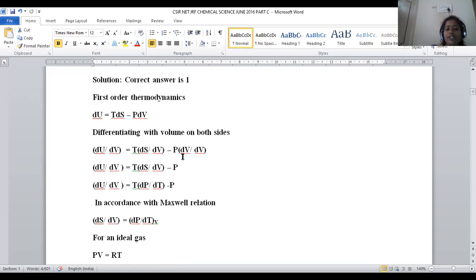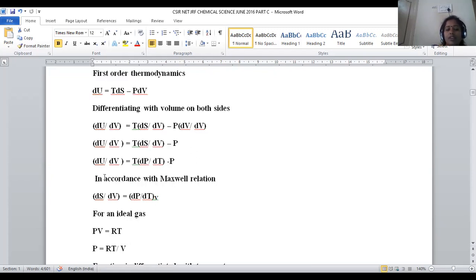So what we are doing, we are differentiating this equation with respect to volume. Both the sides can be differentiated by volume. Then dU by dV is equal to TdS by dV minus PdV by dV. dV gets cancelled here. So dU by dV is equal to T dS by dV minus P, right? dS by dV can be replaced with dP by dT because we derived this relation from the Maxwell equation. So dS by dV is equal to dP by dT.